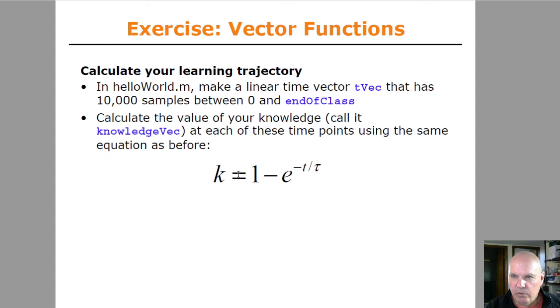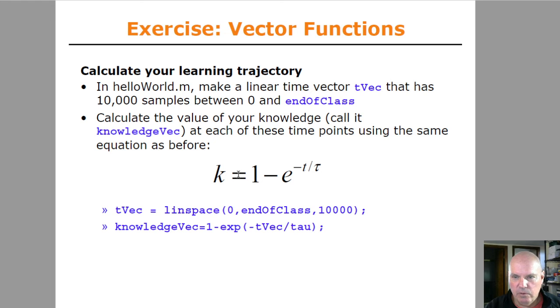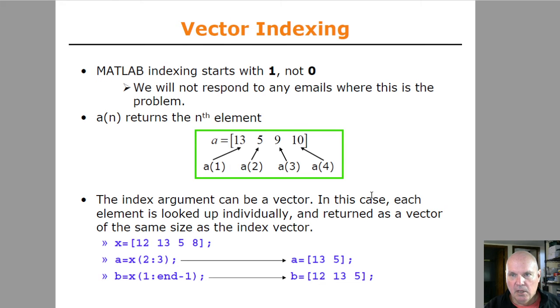Let's see, again, you can go through this exercise if you want. Here we're going to generate a vector of 10,000 points. That TVEC would have 10,000 points between 0 and then the number of seconds in 5 days of class. And then here's the corresponding knowledge vector, which would go from 0 up to almost 1 here over the length of time. We can pull out individual elements in a matrix.